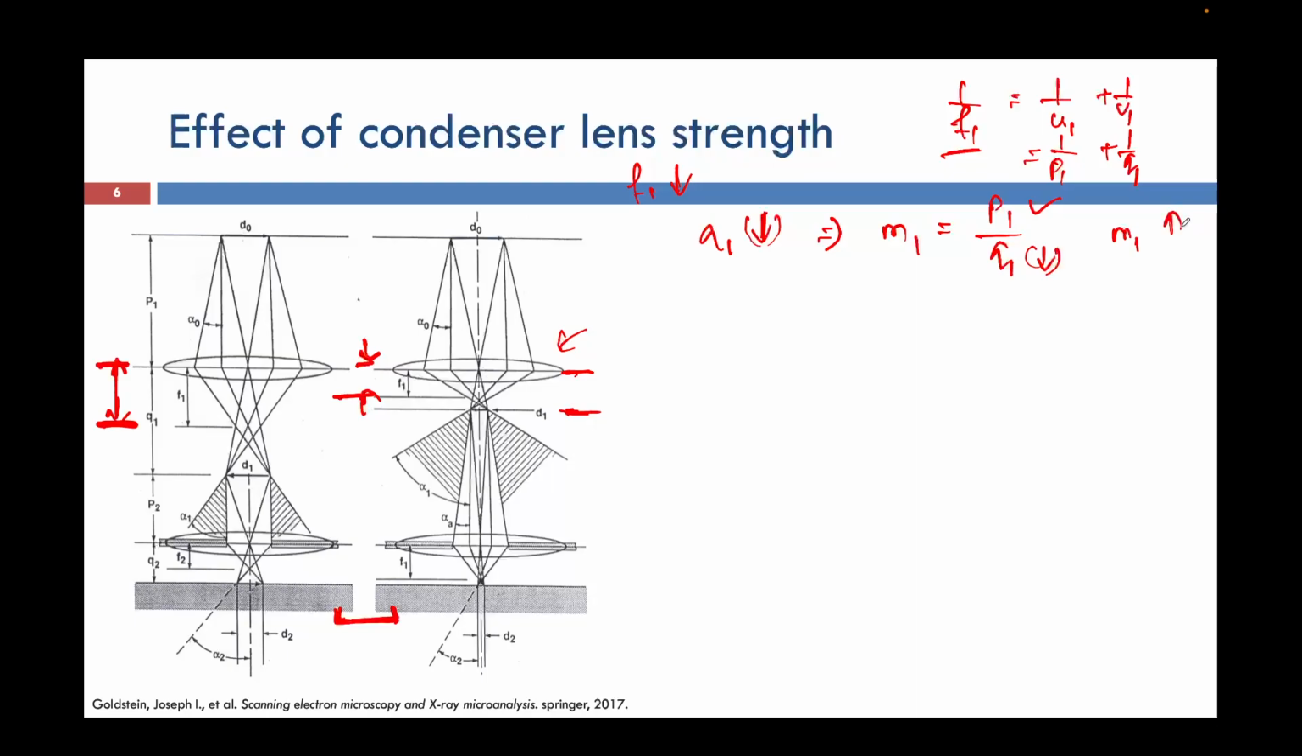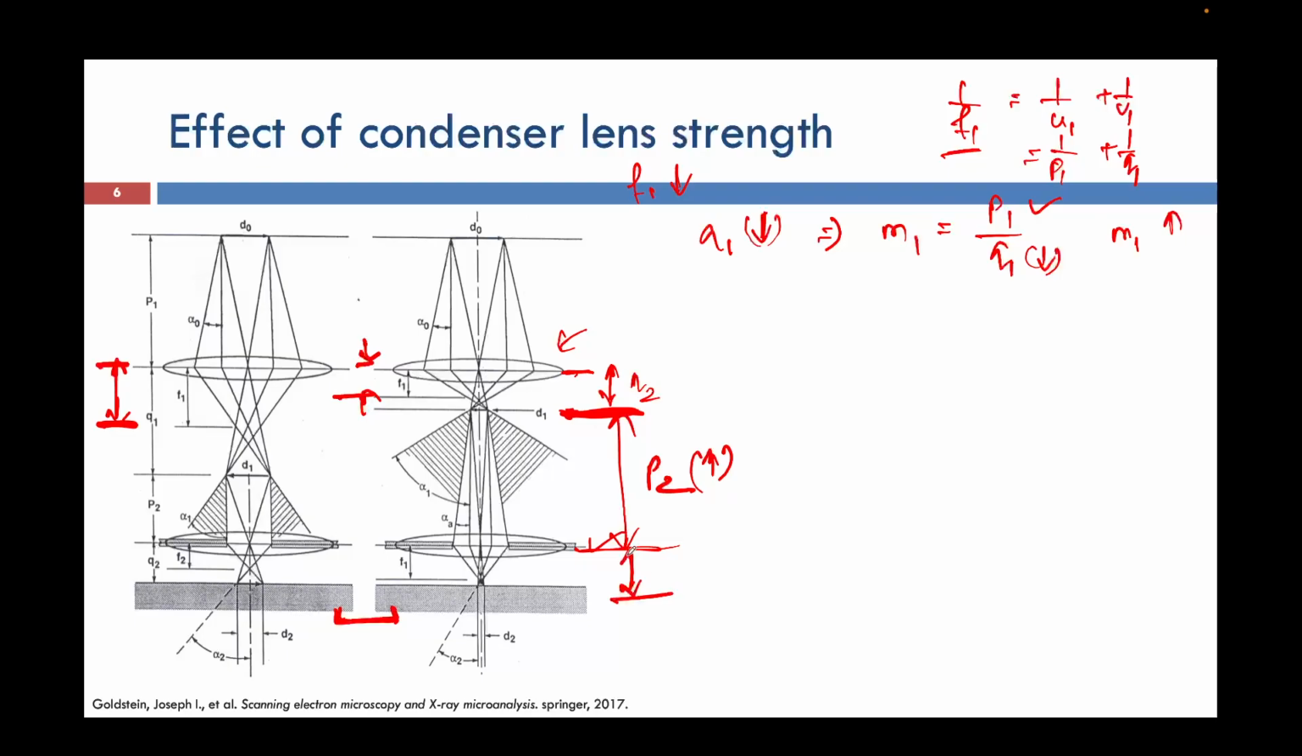Let's say now your D1 is somewhere here, right? This is your image plane for now after increasing the condenser lens strength. Now that image should act as an object for the objective lens, right? So now what will happen? This will be my P2. Since the Q2 value decreased, my P2 value will increase, right?